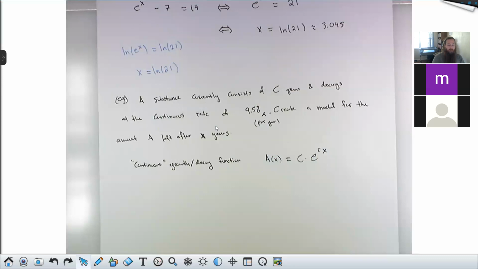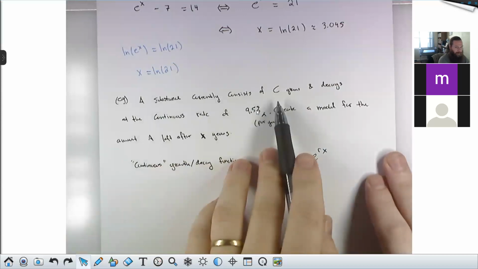The other thing you need to be careful about here is that we're decaying. So this rate should really be negative when we employ it in this formula. We're not growing, we're decaying. So just like with the other growth and decay models, a negative rate corresponds to decay.